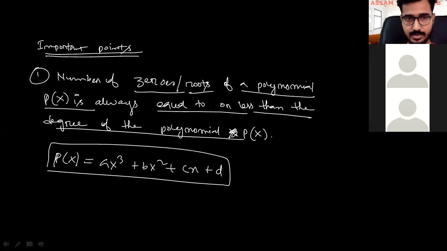That means here the degree of the polynomial is how much? 3. So it has 3 roots, or it may have less than 3 roots, that is 2 roots. That means the number of roots of a polynomial is always equal to or less than the degree of the polynomial. Clear this one? Clear, Hasade? Kosik?